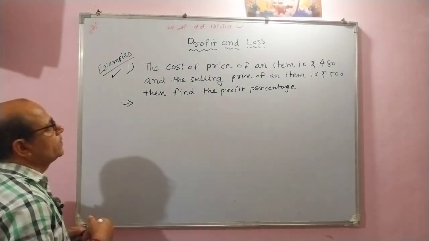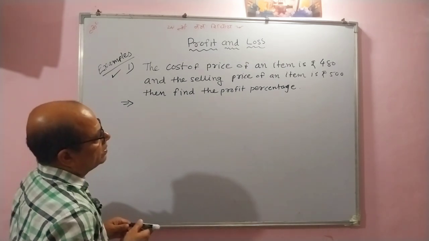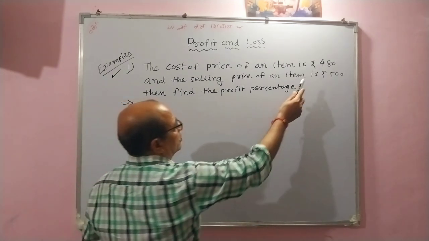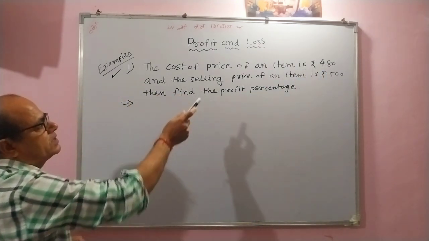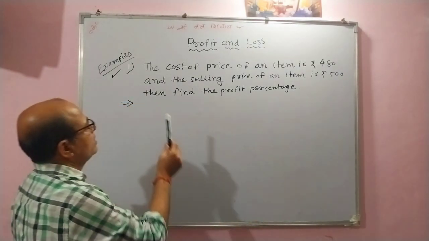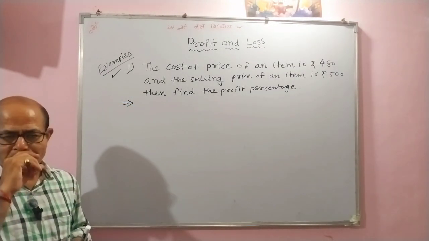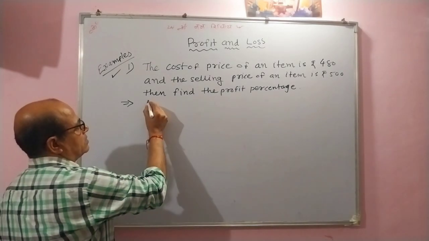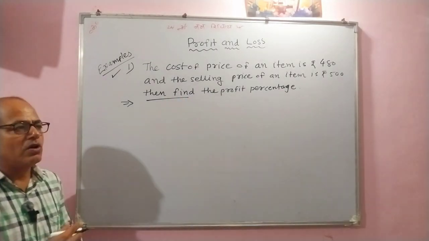Let us start. The cost price of an item is rupees 480 and the selling price of the item is rupees 500. Then find the profit percentage. Here there are two methods. First I am showing you the long method.